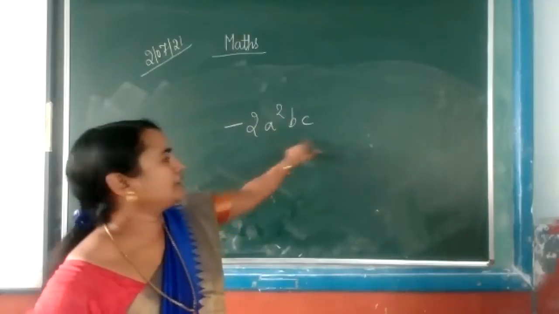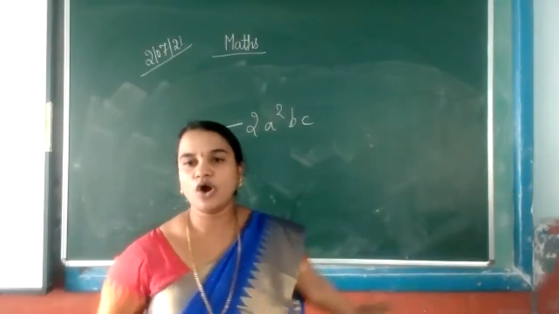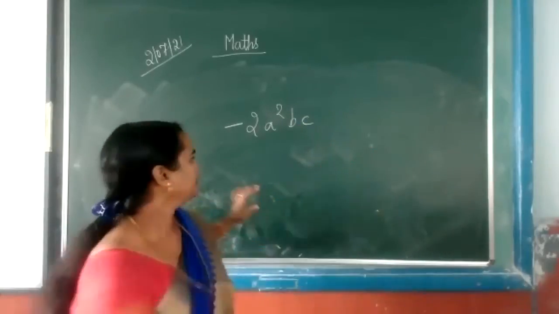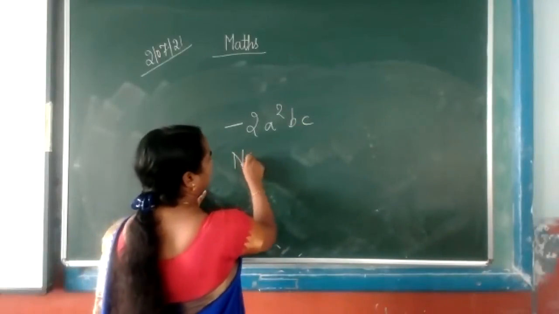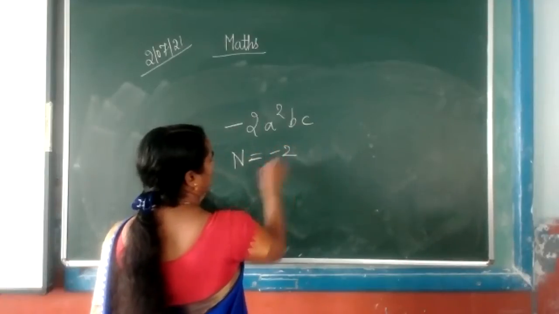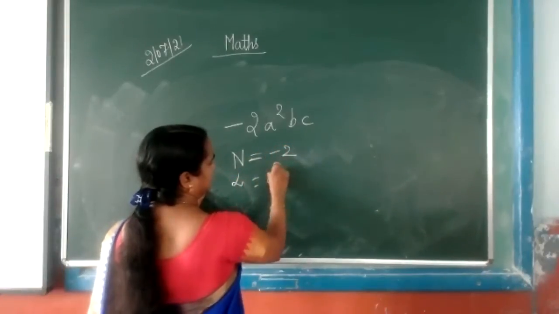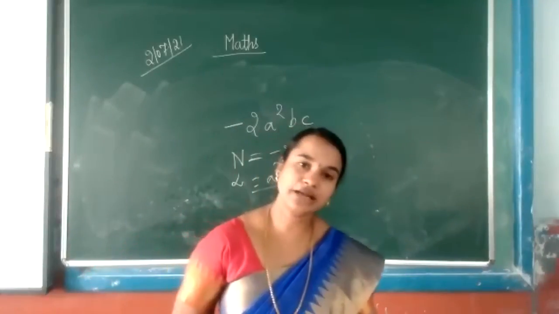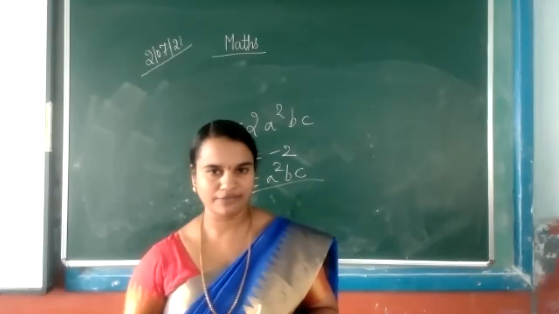And literal coefficient means all the alphabets, means A, B, C, D, F, G, all. Now here numerical coefficient we will take -2 and literal coefficient is a square, b and c. Like this we are finding the literal coefficient and numerical coefficient.